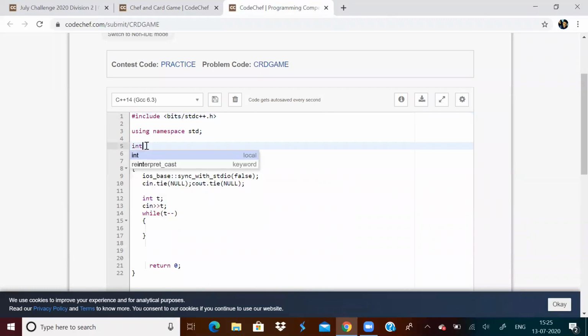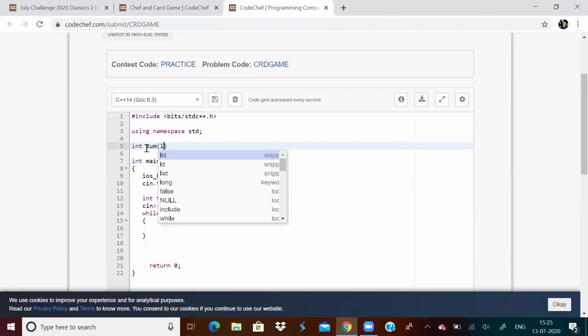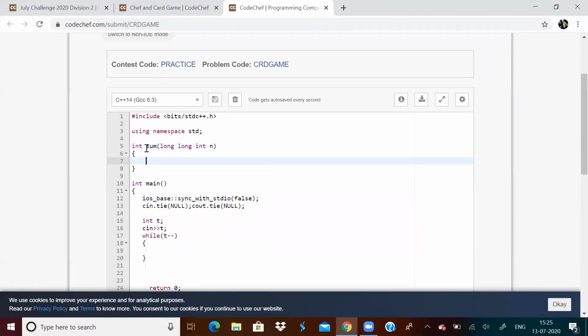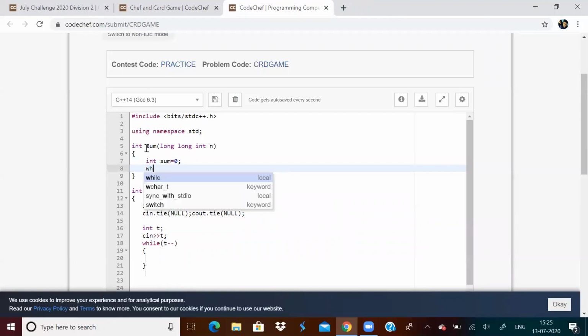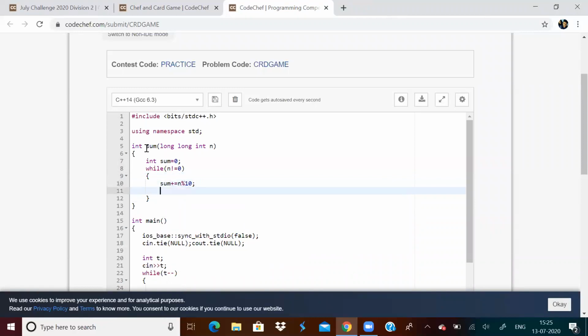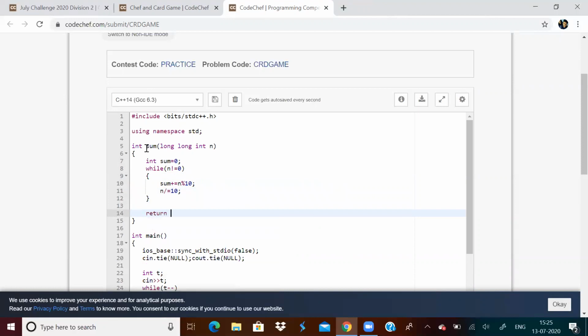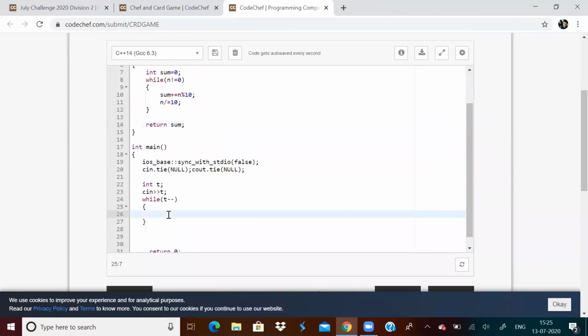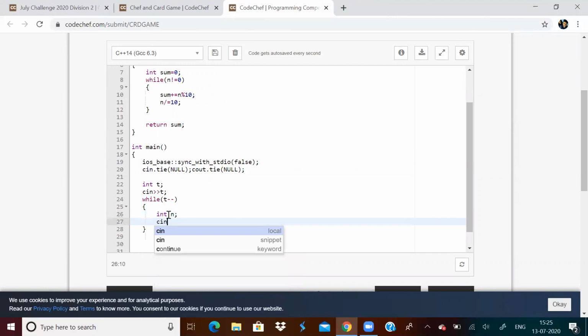So let's make a function called sum, which will basically help me to find the sum of the digits. This is how you find the sum of digits of a number. Just add n mod 10, keep adding n mod 10 while n does not become 0, and return the sum. So this is how you find the sum of digits. I think most of you will know it. So now let us take the input.